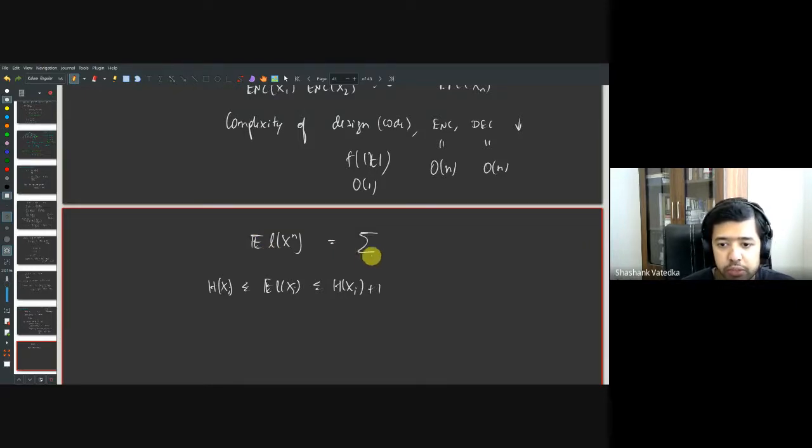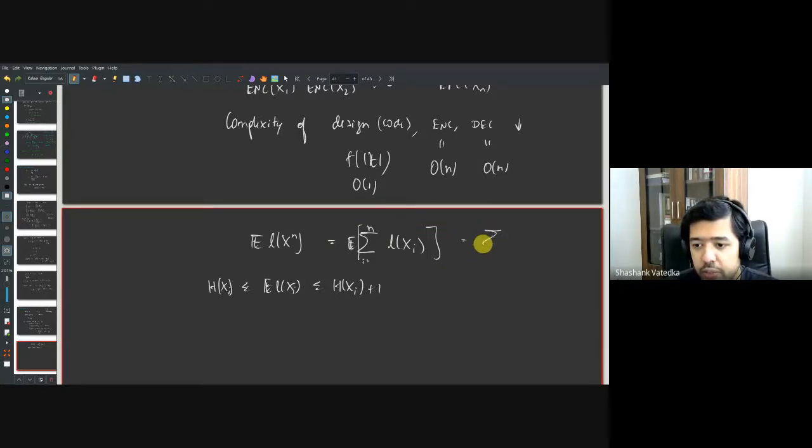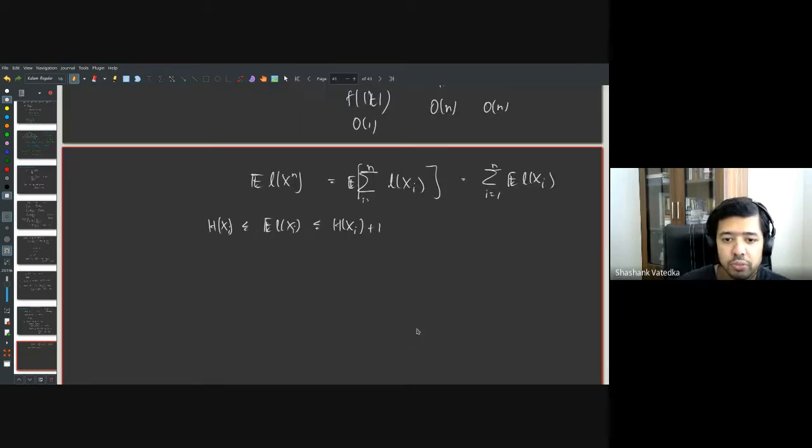If you want to do it stepwise, the total length is, of course, the length of the individual symbols. There are n symbols. So L of xn, the total compressed length for the sequence, is the sum of the compressed lengths of each symbol, because you're just concatenating the compressed symbols together. And this is just the summation i equal to 1 to n of the expectation of L of xi. Now we know that the expectation of L of xi is greater than or equal to H of x and less than or equal to H of x plus 1.